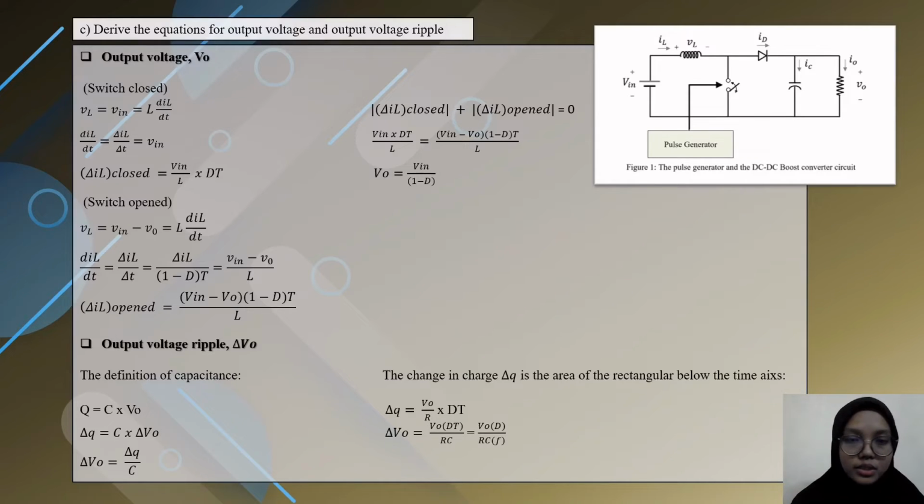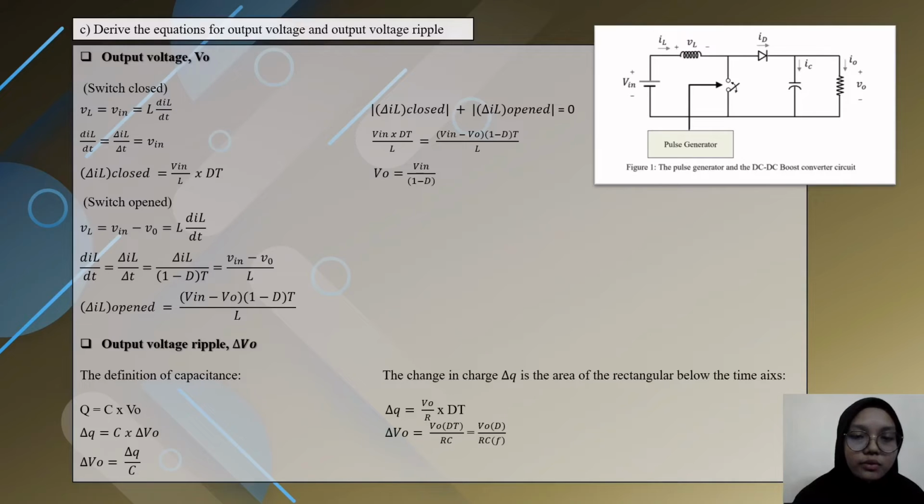For the switch open condition, VL equals Vin minus VO equals L multiplied by dIL over dt. So dIL over dt equals change in IL over change in T equals change in IL over (1 minus D) multiplied by T, which equals (Vin minus VO) over L. So the last equation we get is (Vin minus VO) multiplied by (1 minus D) multiplied by T over L. We combine both equations and we get VO equal to Vin over (1 minus D).